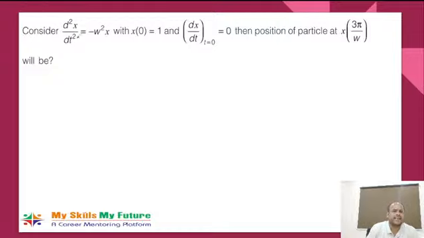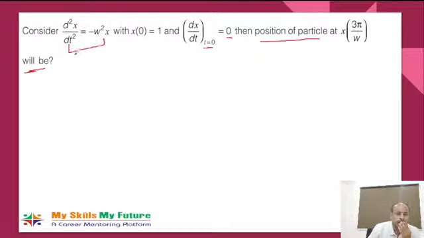Consider d square x by dt square equal to minus omega square x with x of 0 equal to 1 and dx by dt at t equal to 0 given as 0. Then asked: the position of the particle at x of 3 pi by omega will be what? This is simply a differential equation problem. This is a second order equation.